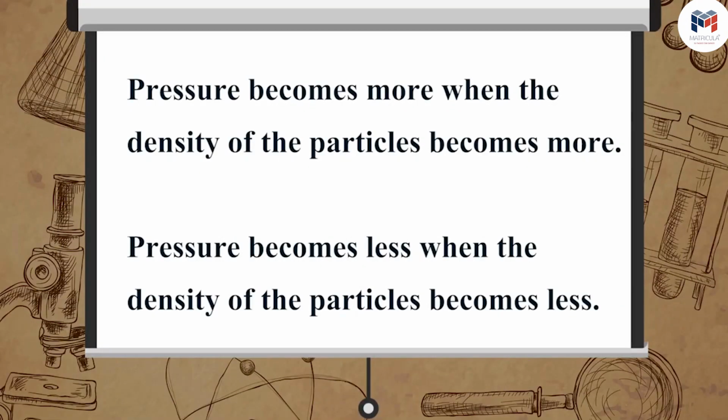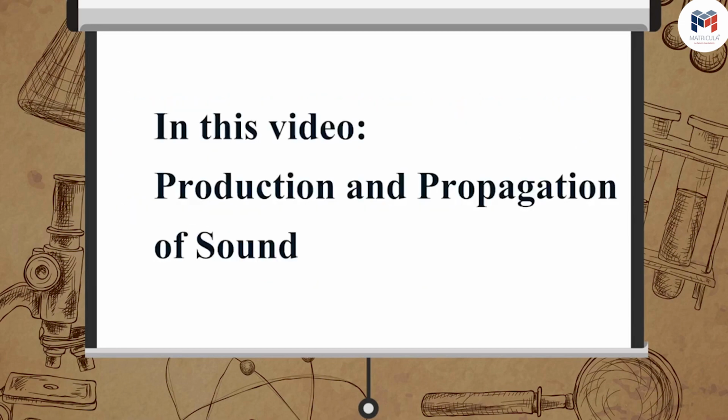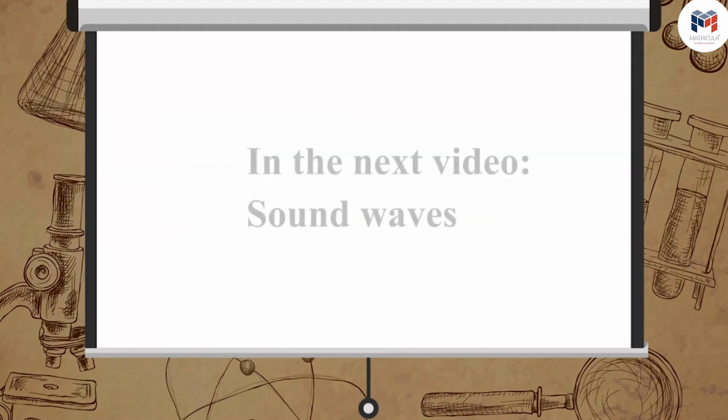Pressure becomes more when the density of the particles becomes more, and the pressure becomes less when the density of the particles becomes less. Therefore, propagation of sound in a medium can be considered as the propagation of density variations or pressure variations in a medium. In this video, we got an introduction to production and propagation of sound. In the next video, we will learn about sound waves.